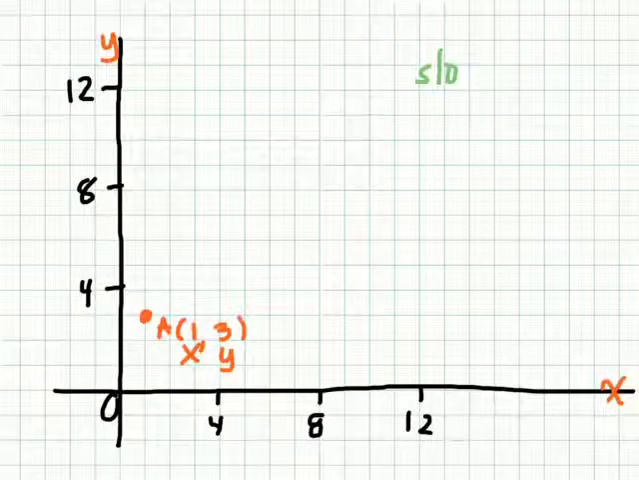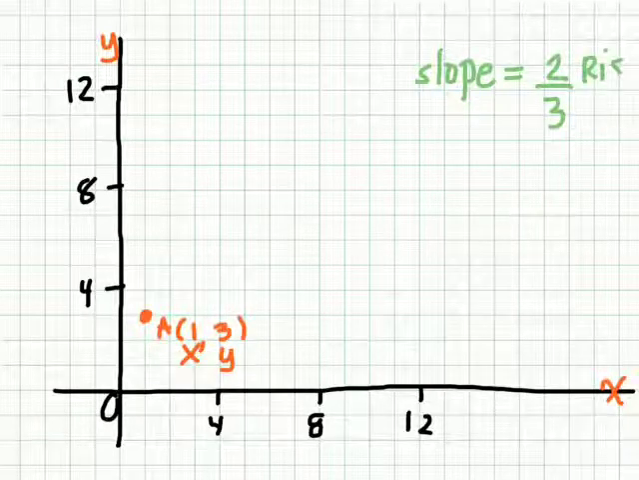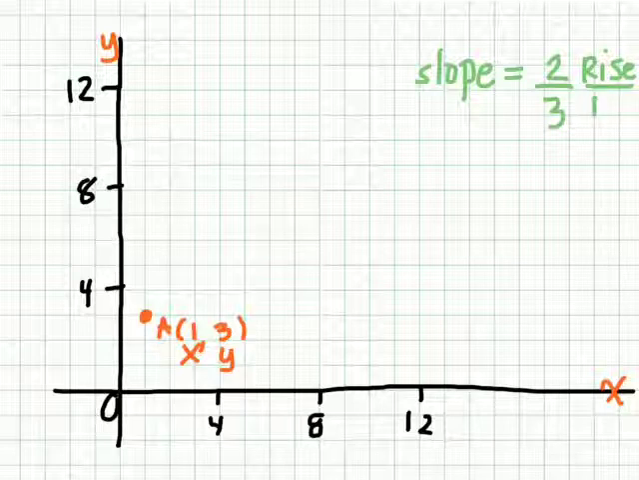Then we're told that we need to draw a line that has a slope of 2 over 3. Which one's the rise? 2 is the rise, and 3 is the run. Is it positive or negative slope? Good, it's positive, so it's going to rise to the right.